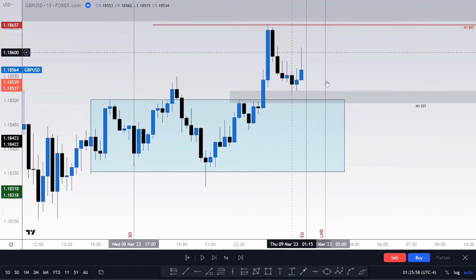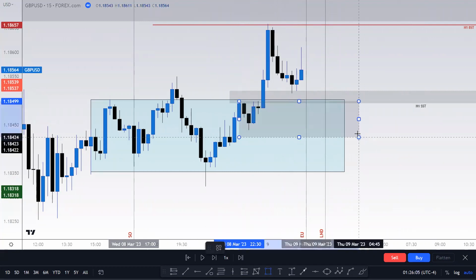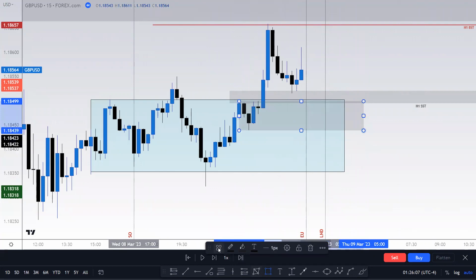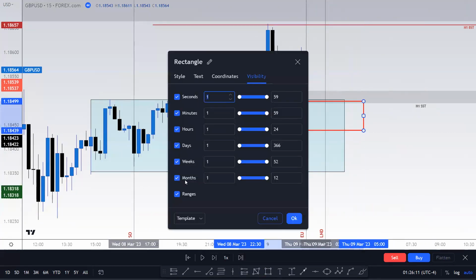We can see that price, before the European Open, has already broken outside of our Asian range. However, we have a break because price left a bearish order block, a bullish order block. So I'm just going to label this as such.